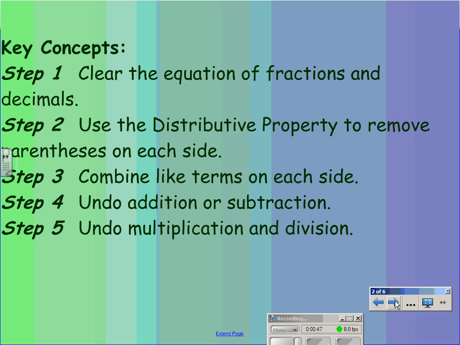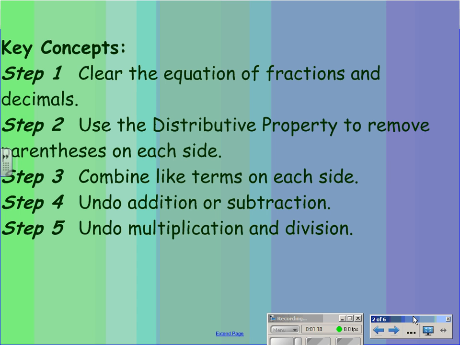Here are the steps that we're going to use to solve for a variable. Step 1 says to clear the equation of fractions and decimals. That means if I see a fraction or a decimal, then I need to get rid of it, and we're going to learn how to do that. Step 2, use the distributive property to remove parentheses on each side, which you guys already know. I think it's instinctual at this point that if you see parentheses, you automatically multiply by whatever's outside of the parentheses to get rid of them.